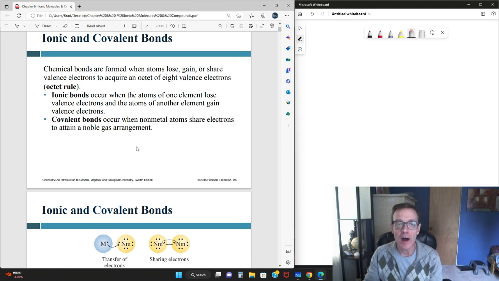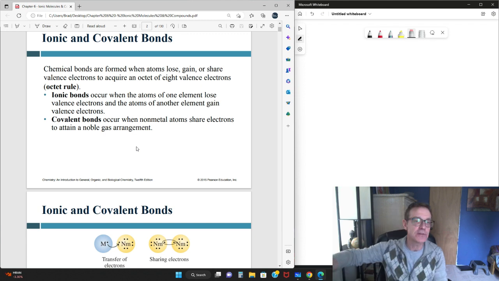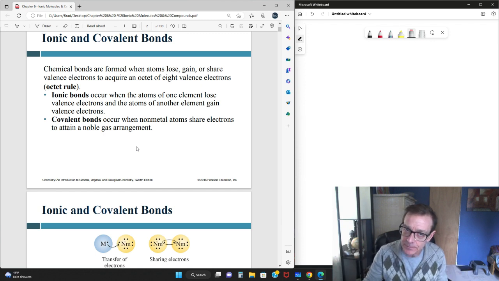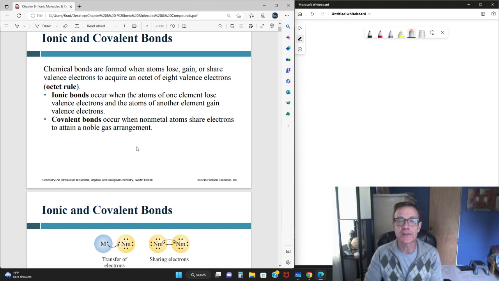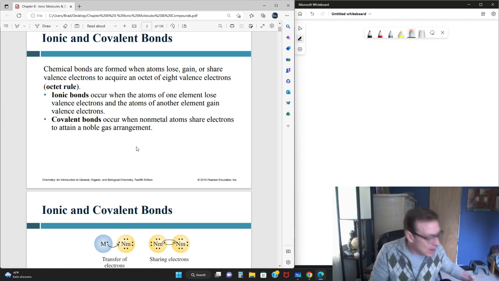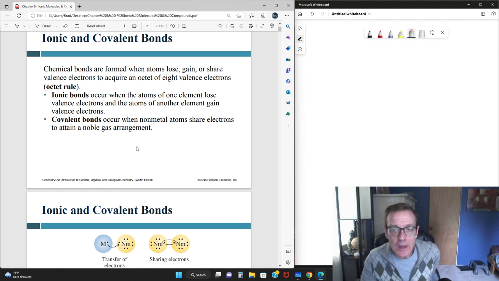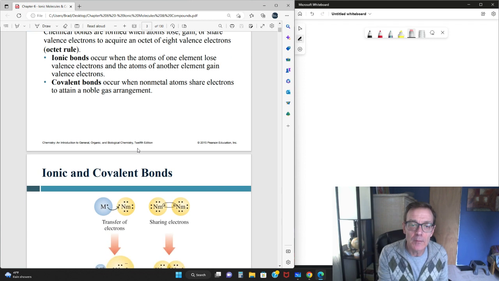Okay, so ionic bonds are when the atoms of one element actually lose electrons and the other atom that it's forming a bond with gains that electron. So it's actually transferred all the way, and then it produces a positive and a negative ion that then have an attraction to one another. And covalent bonds are when non-metal atoms actually share the electrons to attain that noble gas octet. The covalent bonds are a little stronger because you're sharing, and the ionic bonds tend to break apart much more easily.